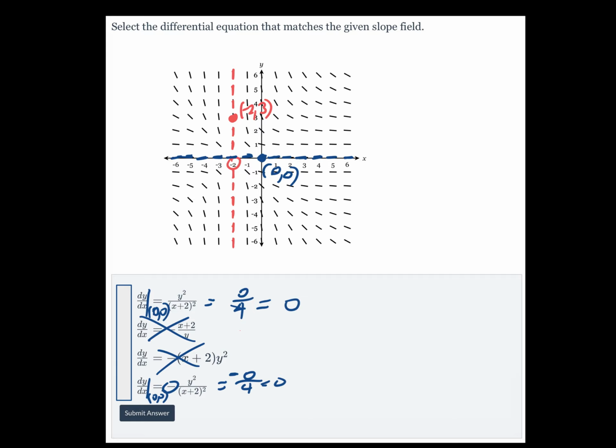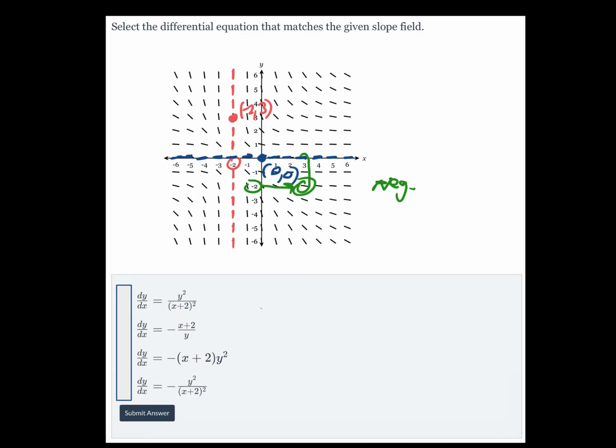I'll do, here I said green, so let's go down here and do something like this. How about 3, negative 2? Okay. 3, negative 2, we know it has to have a negative slope. Let's just write negative there. Let's see what happens. Evaluate this at 3, negative 2, and this one at 3, negative 2. We already know it's not that one or that one.